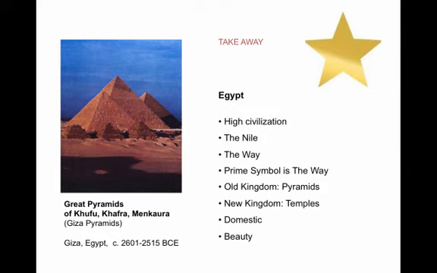So they're very sensitive. So, our takeaway for Egypt: high civilization, importance of the Nile, the procession to the pyramids, the succession of spaces in the temple, and the movement through your life, the Old Kingdom pyramids, New Kingdom temples, domesticity, and the importance of beauty, and you've got on the LMS the required buildings, one of which is the Great Pyramids.